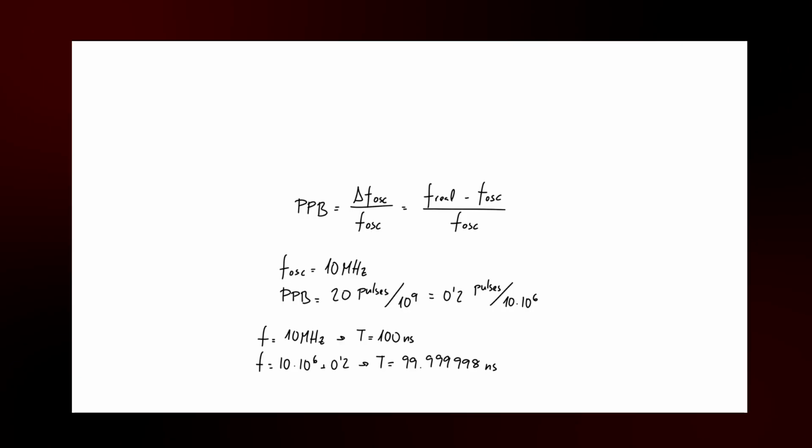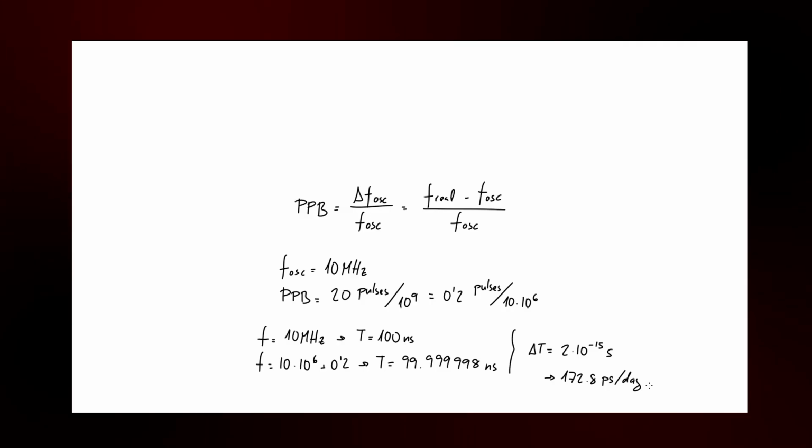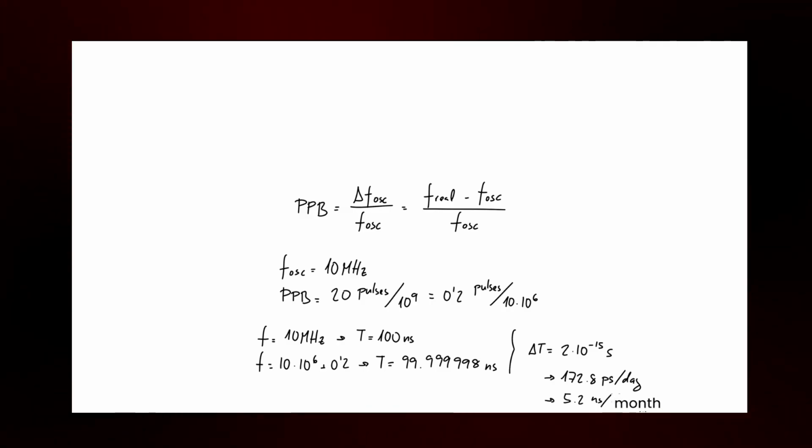The difference we saw was 2 times 10 to the power of minus 15 seconds. In a day, there are 86,400 seconds, so this clock would be delayed by 172.8 picoseconds a day. For a month, it would be delayed by 5.2 nanoseconds. We could go on and on, but this is what I meant when I said that this clock is precise. It keeps time really well.